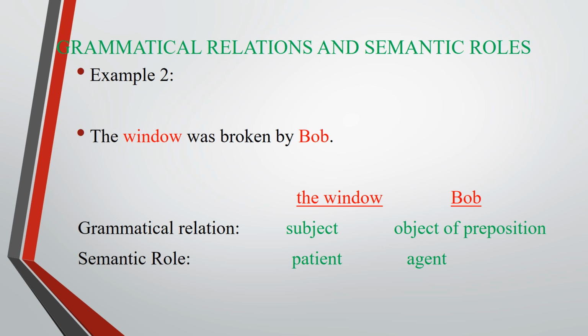Another example to explain the relationship between grammatical relations and semantic roles is the following example. The window was broken by Bob. Now this sentence is the passive form of the previous sentence, Bob broke the window. Now, the window in this sentence is the subject of the sentence, and Bob is the object of the preposition by. And the window is still the patient, still the entity that got affected by the action of breaking, and Bob is still the agent who did the action of breaking.